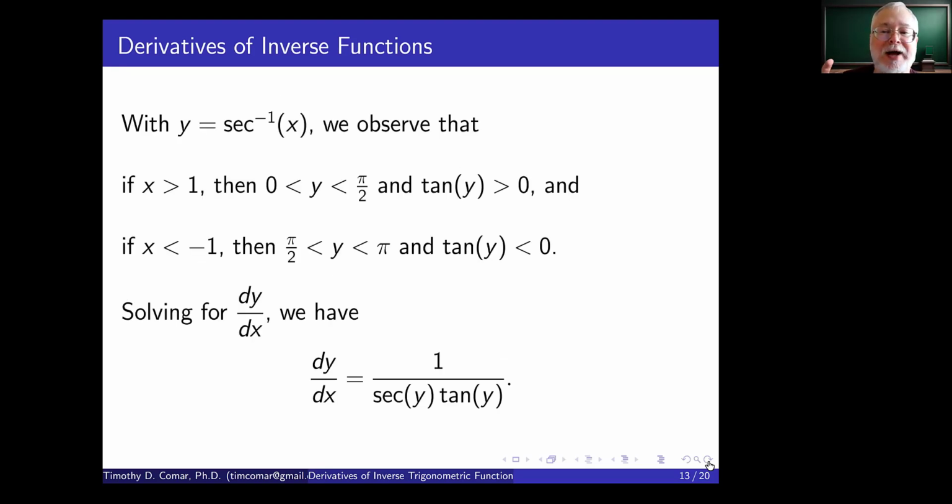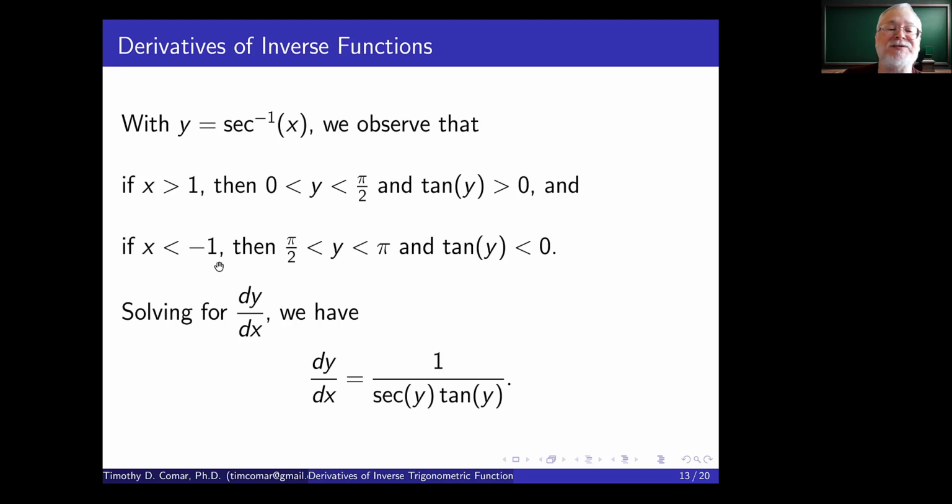Okay, so I want to keep track of the plus or minus signs a little more carefully here to end up getting our final formula. If our inputs into the arcsecant function are greater than 1, that's going to correspond to y values, the output values, in between 0 and pi over 2. And that tells us that our tangents there are going to be positive.